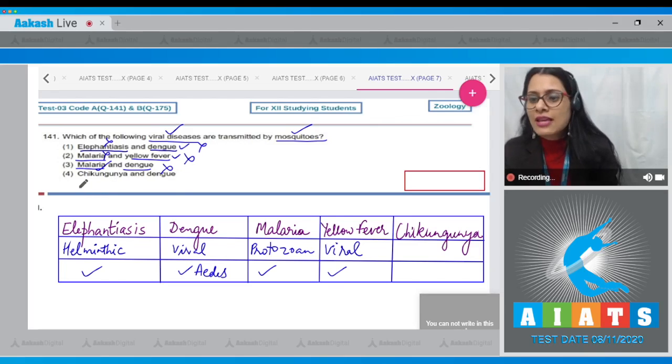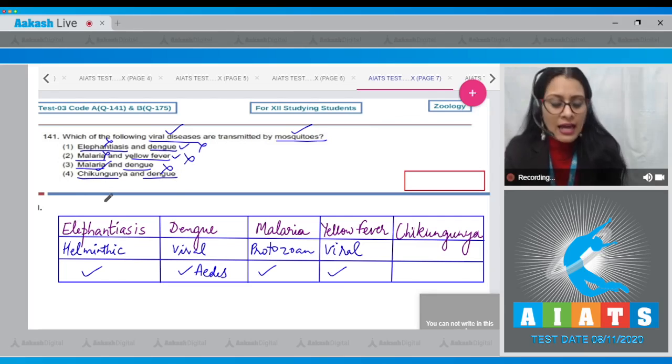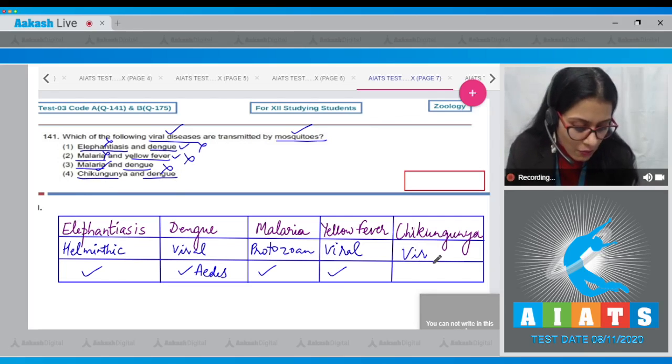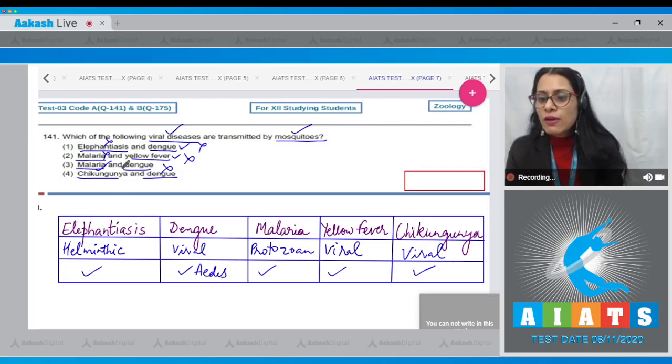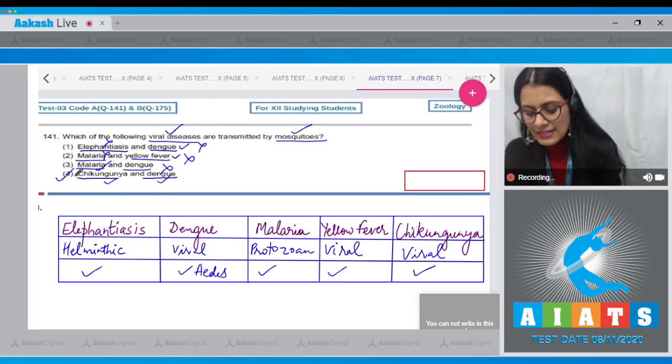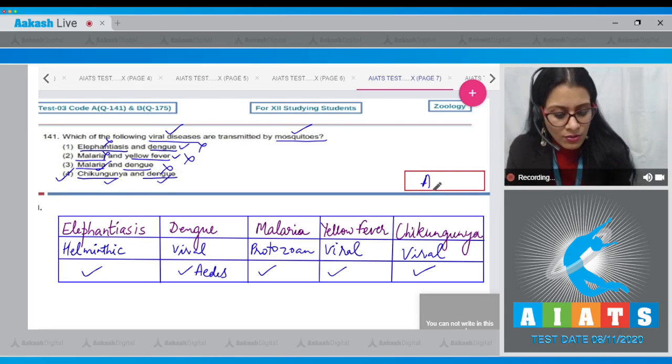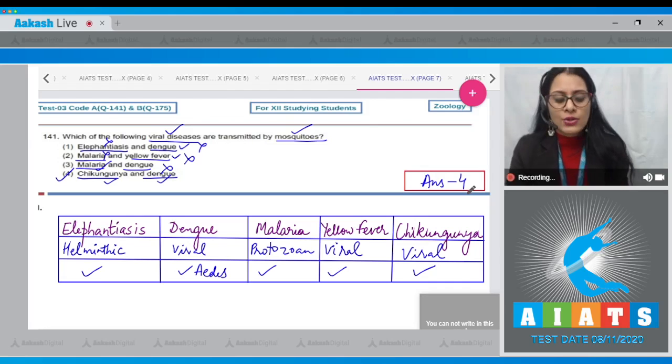The last option says chikungunya and dengue. And chikungunya is also a viral disease which is transmitted by mosquitoes. So as both the diseases are viral and transmitted by mosquitoes, this is a correct answer to our question. So the correct answer is option number 4. Let's move on to the next question.